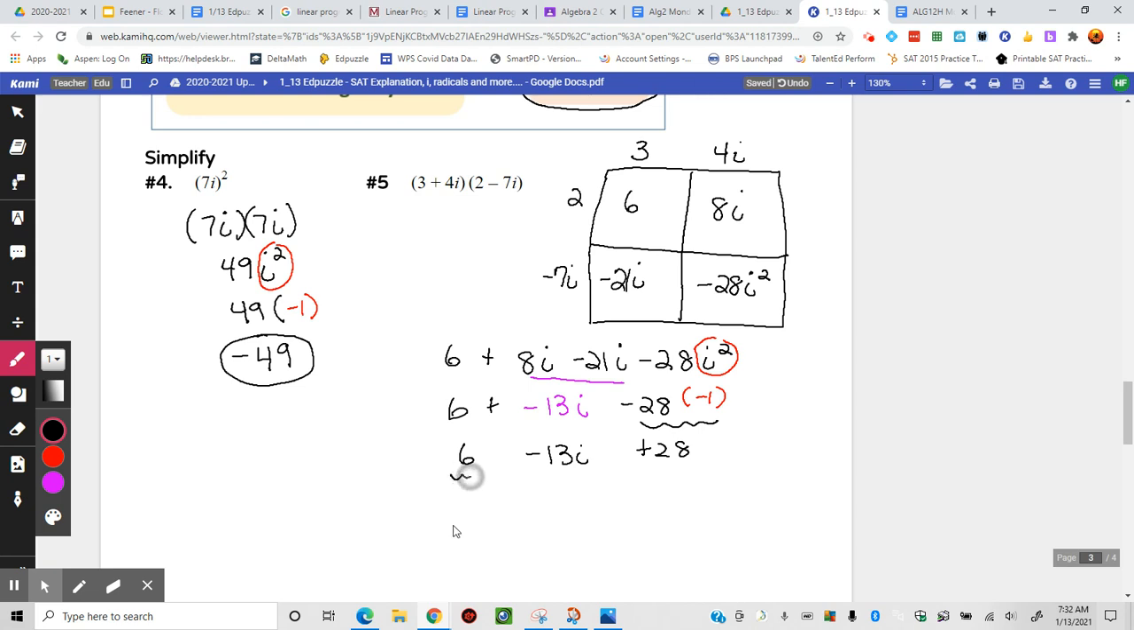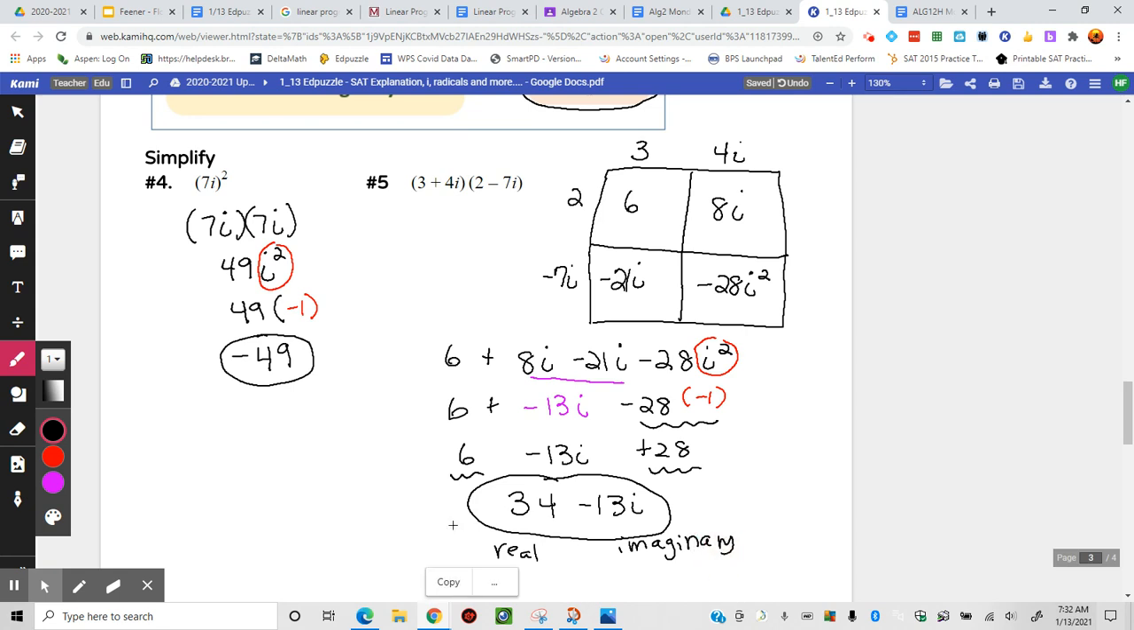And the last part I'm going to do is add together these real parts. 28 and 6 is 34 minus 13i. And you leave it just like that. And that's the way you want to write it too, because it has the real part first and then the imaginary part second. So there's your complex number.